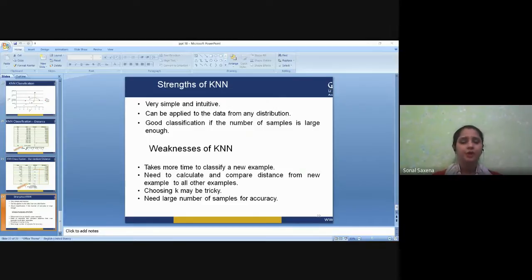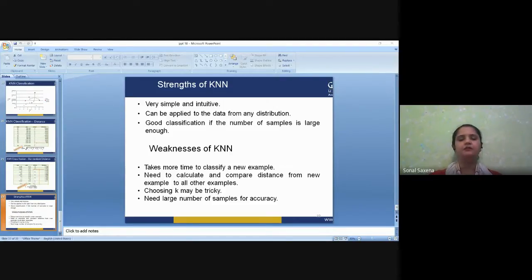So now the question comes: why do we need a KNN algorithm? Suppose there are two categories, category A and category B, and we have a new data point. Which of these categories will this data point lie in? To solve this type of problem, we need a KNN algorithm. With the help of KNN, we can easily identify the category or class of a particular data set.